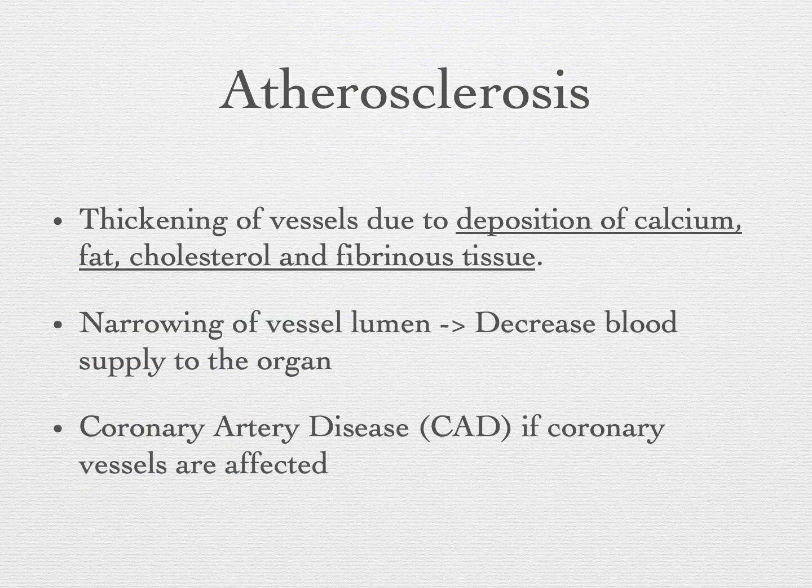The second condition that we will discuss today is atherosclerosis. So atherosclerosis is the thickening of blood vessels due to deposition of calcium, fat, cholesterol and fibrinous tissue. This is normally seen in the elderly and can occur due to unhealthy dietary habits. So atherosclerosis will result in the narrowing of the vessel lumen, thereby decreasing the blood supply to the organ.